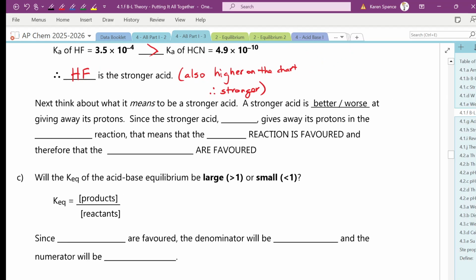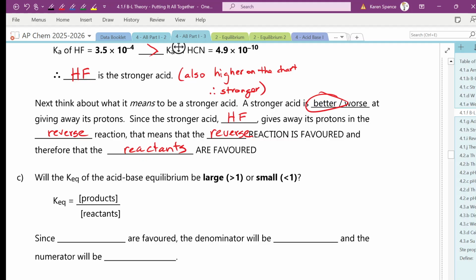A stronger acid is better at giving away its protons. Since the stronger acid HF gives its protons away in the reverse reaction, that means that the reverse reaction is favored, and therefore you are going to end up with more reactants. So the reactants are favored.